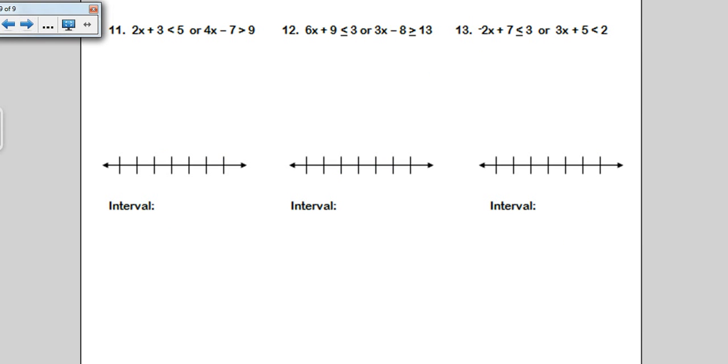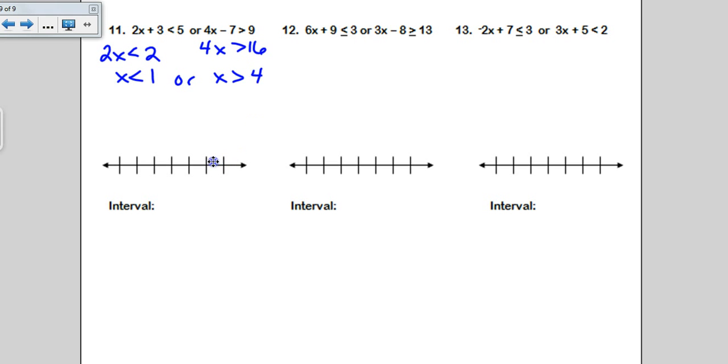There's no shorthand way to write an or problem. So we're just going to have to solve 2 problems at the same time. So I'm going to solve this first one. I'm going to subtract 3 from both sides and get 2x less than 2, and then I'll divide by 2, so x is less than 1. Or I'm going to add 7 here. 4x is greater than 16, and then when I divide by 4, I get x is greater than 4.